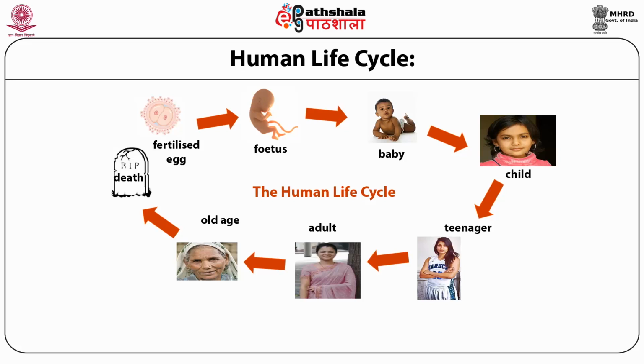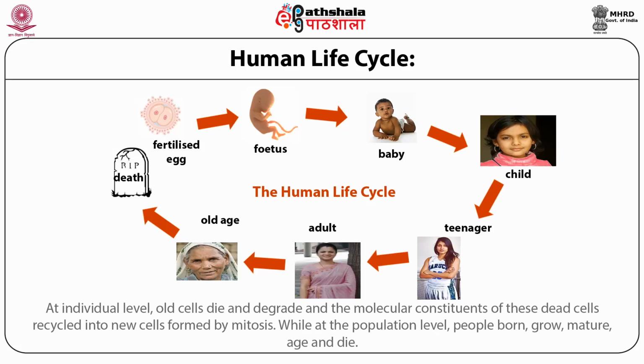The human life cycle involves two broad stages: the prenatal stage before birth and the postnatal stage, that is after the birth of a child. At the individual level, old cells die and degrade, and the molecular constituents of these dead cells are recycled into new cells through the process of mitosis. While at the population level, people are born, grow, mature, pass through old age and ultimately die.